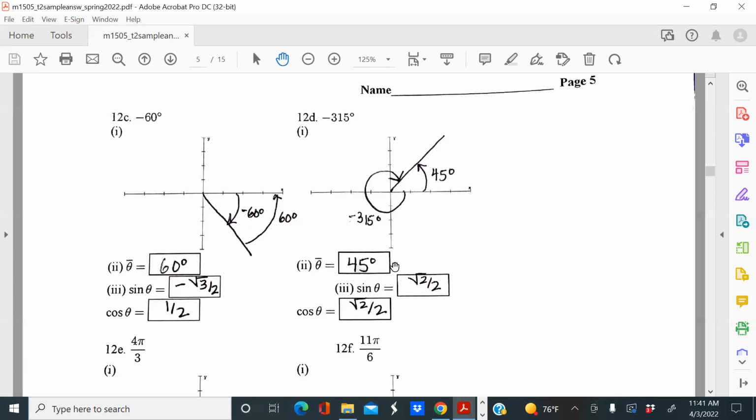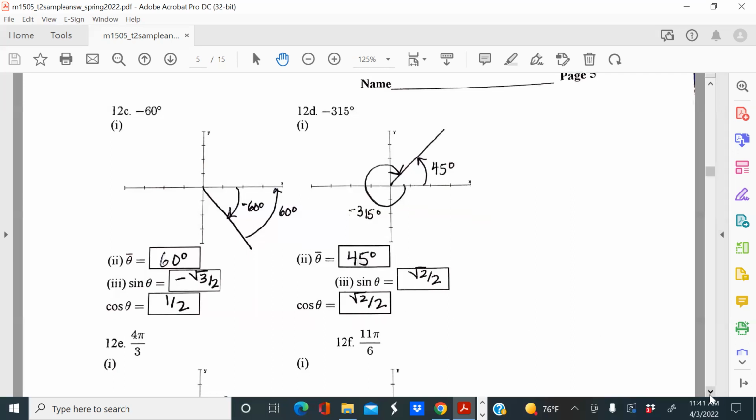What's the sine of 45 degrees? Square root of 2 over 2. So the sine of minus 315 degrees is also square root of 2 over 2. What's the cosine of minus 315 degrees? Same as the cosine of 45 degrees, which is positive square root of 2 over 2.